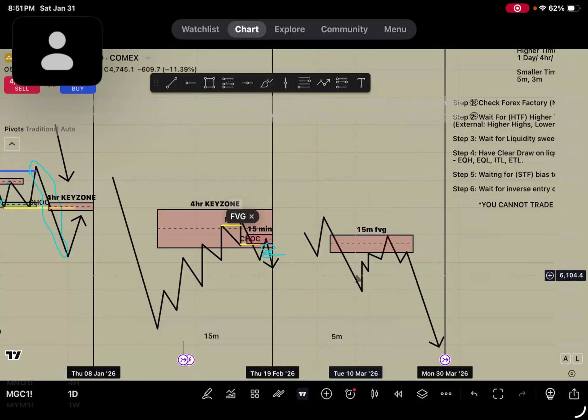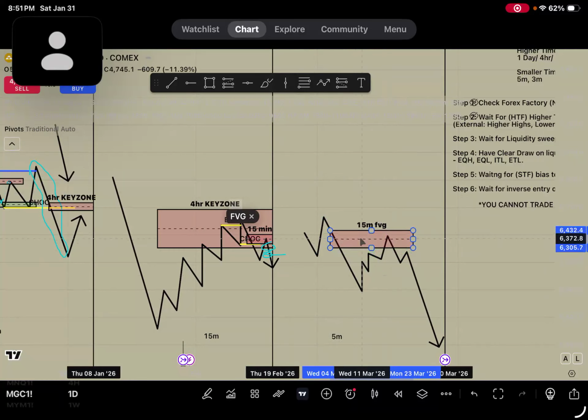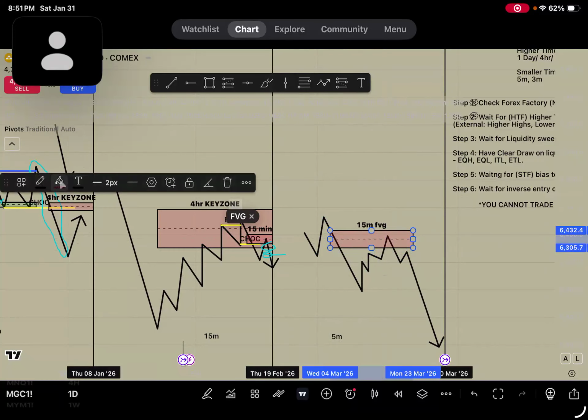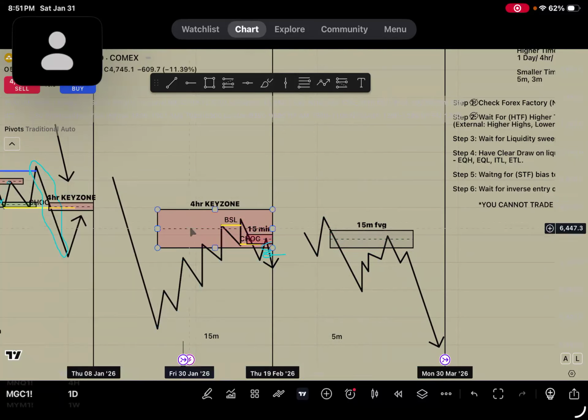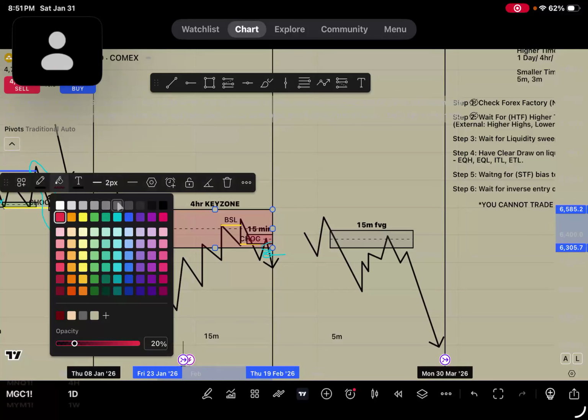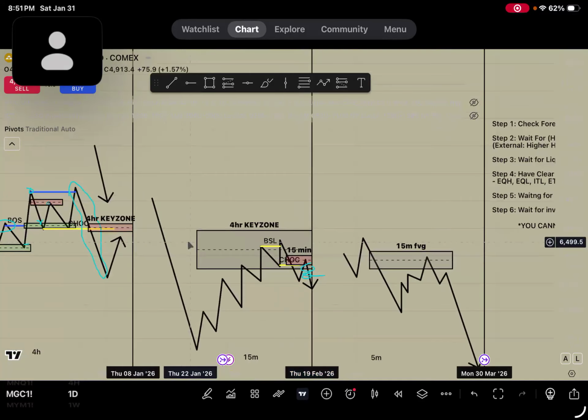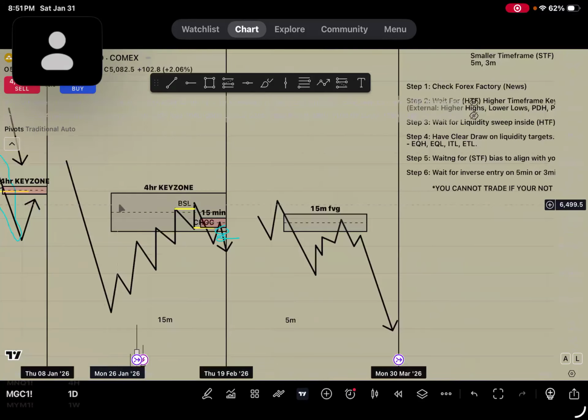Yeah. But this is on a 5-minute time frame. That's just a 15-minute FVG. Cool. We're gonna make that gray. We're gonna make the other time frame gaps gray. So yeah, and so check this out.